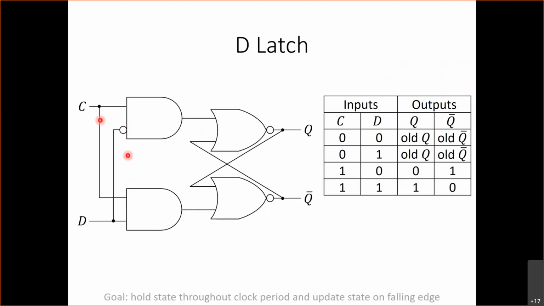So in the first case, if I set C to 0, then the input to this AND gate is going to be 0. So regardless of what D is, the output's going to be 0. And the same for the other AND gate, regardless of what D is, the output's going to be 0. So if I set C to 0, then the input to my latch is going to be 0, 0. And we saw before that if our input to our SR latch was 0, 0, it's going to remember the old value. It's going to hold the old value. So this is exactly what's going to happen. If I set C to 0, then regardless of what D is, I'm just going to hold the old value. So Q is going to continue to be the old Q, and not Q is going to continue to be the old not Q. Okay? Is that clear to everyone?